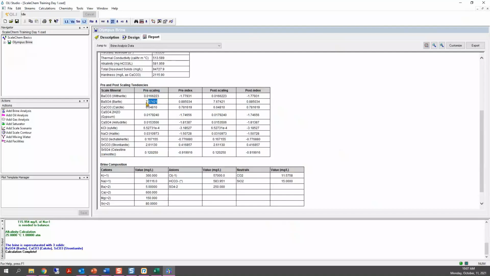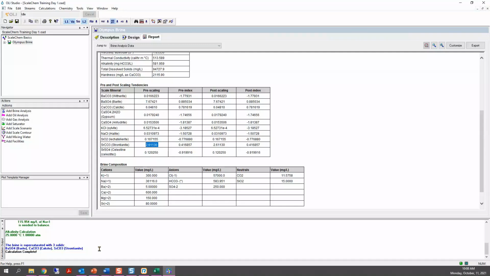So when I am seeing these specific values here, I see that the pre-scaling results for barite are above 1, that's 7.67. I see calcite being 6.05. And I also see another value, let me see, this strontianite mineral also being supersaturated. And the software has identified that for us as well.